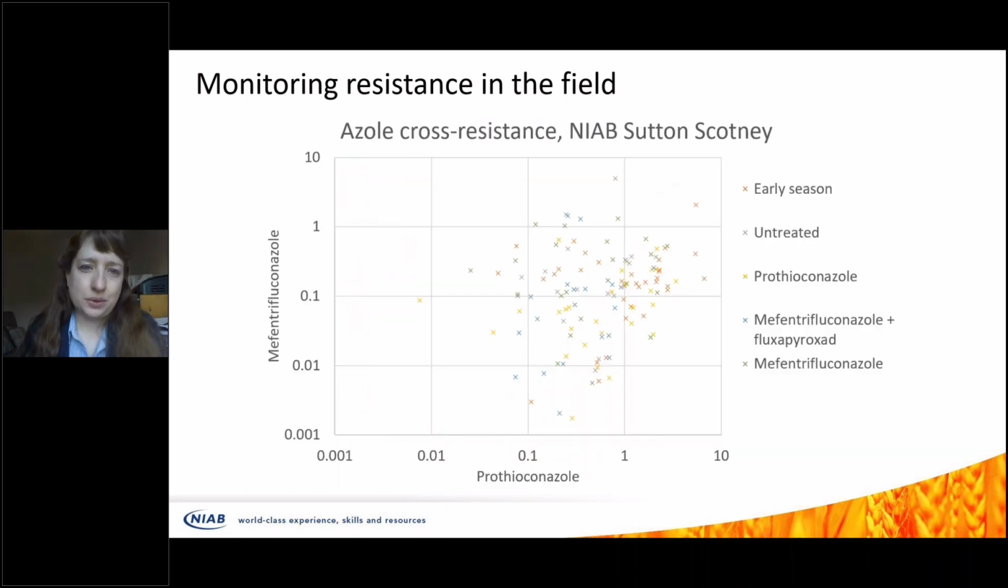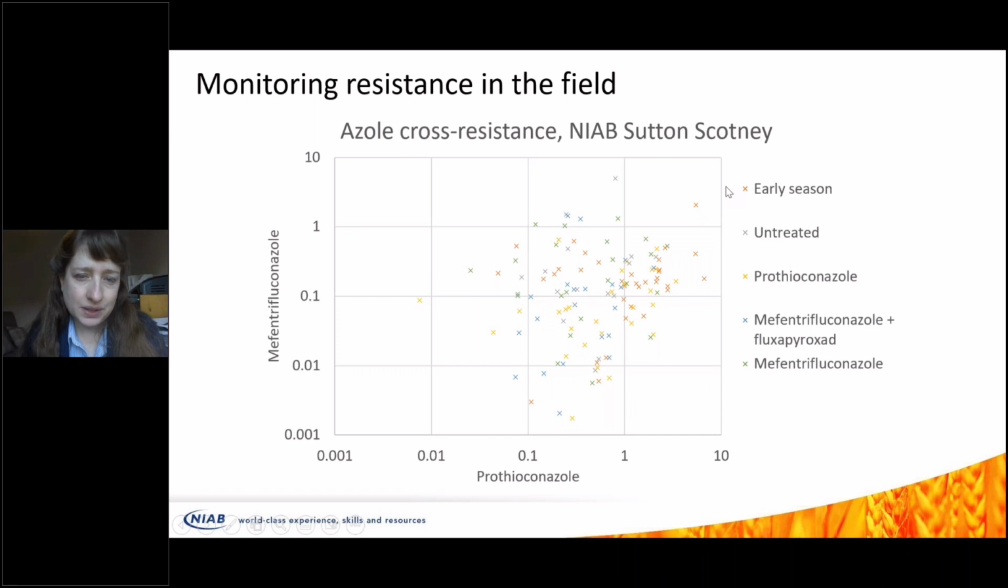And this is looking at the cross resistance between those two azoles from the website in Hampshire. So if we had complete cross resistance, we would expect this to be one straight line. If there was no cross resistance, we'd expect a complete scatter. And we can see in this case, the association is quite loose. There's quite a bit of scatter, but they're not completely unrelated.